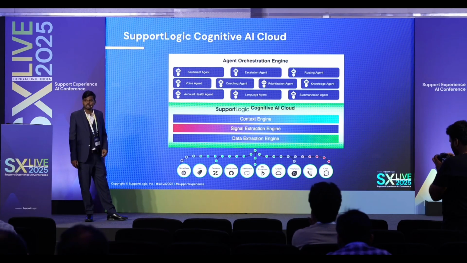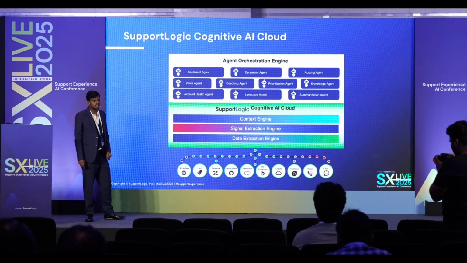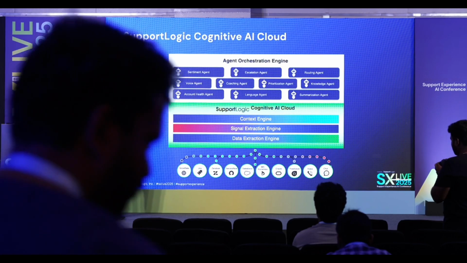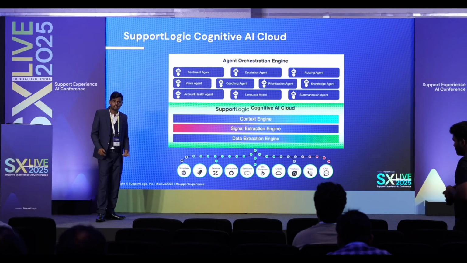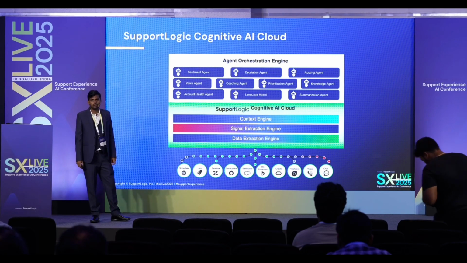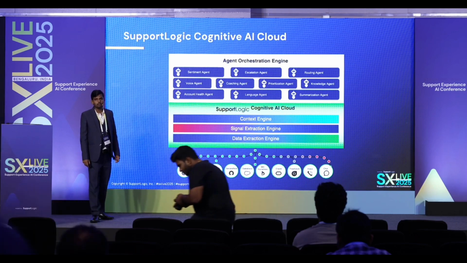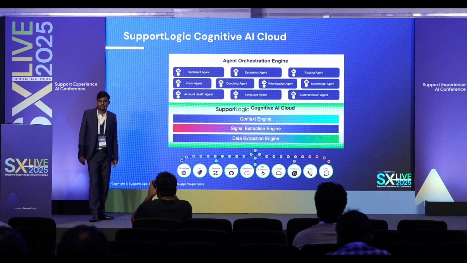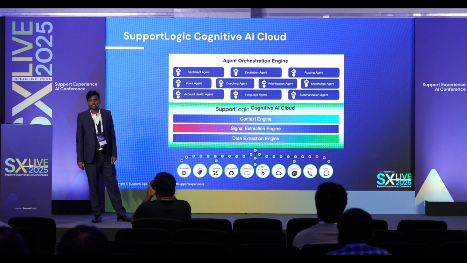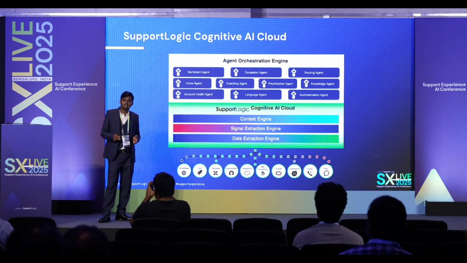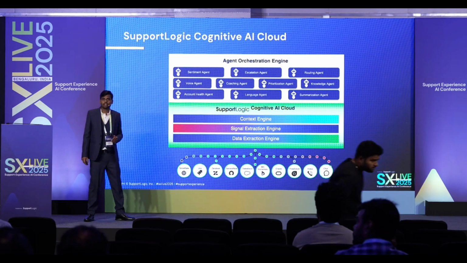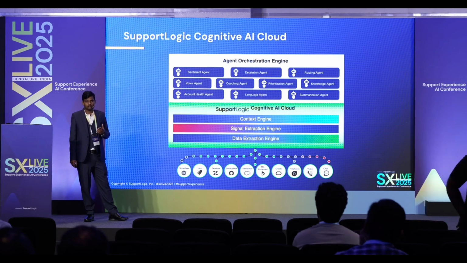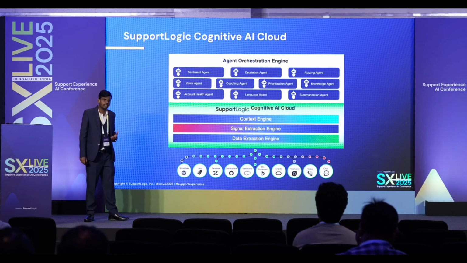Now coming to the second engine, the signal extraction engine. The signal extraction engine is utilized to extract the signals. We have 40 hot signals available and we are continuously adding more signals as we grow, and we are uptraining the existing signals as well. This engine is also utilized for sentiment analysis, and we are extracting the signals out of whatever data is coming in our data pipeline.